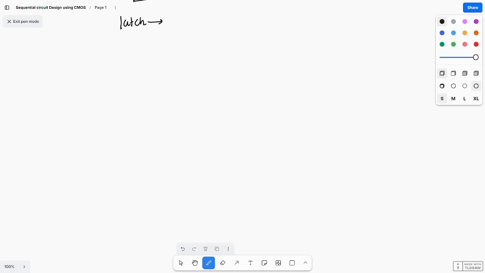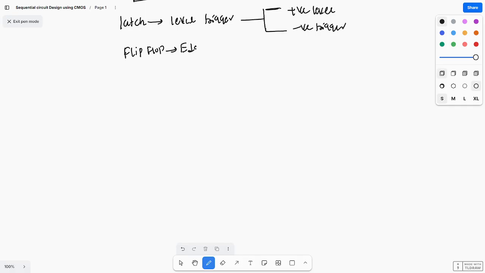Latch is a level trigger. Either positive level trigger or negative level trigger. Latch is a level trigger, whereas flip flop is nothing but edge trigger. Flip flop is edge trigger.